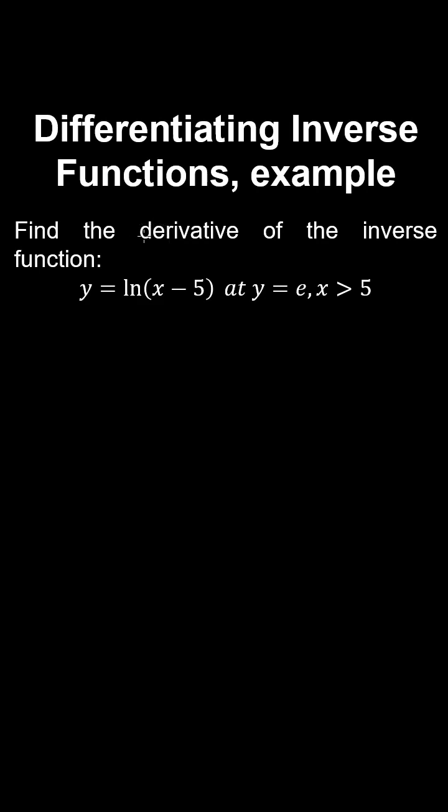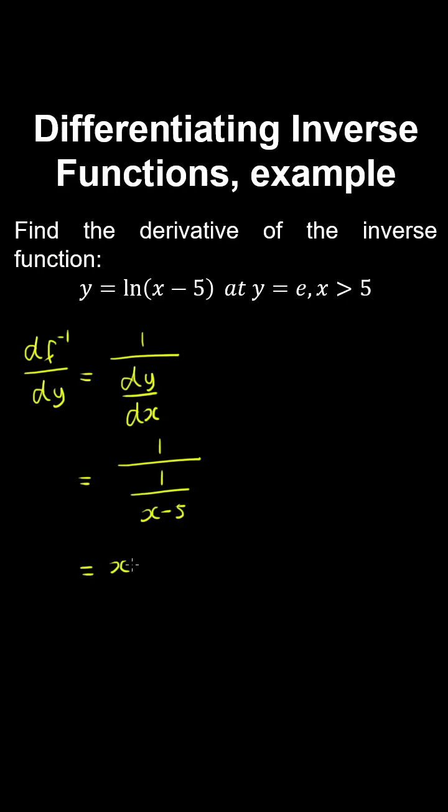Let's evaluate the derivative of the inverse of this function at y equals e for x greater than 5. So we use this derivative of the inverse function with respect to y is equal to the reciprocal of the derivative of y with respect to x. So therefore differentiating y with respect to x, we obtain the following result, which is equal to x minus 5.